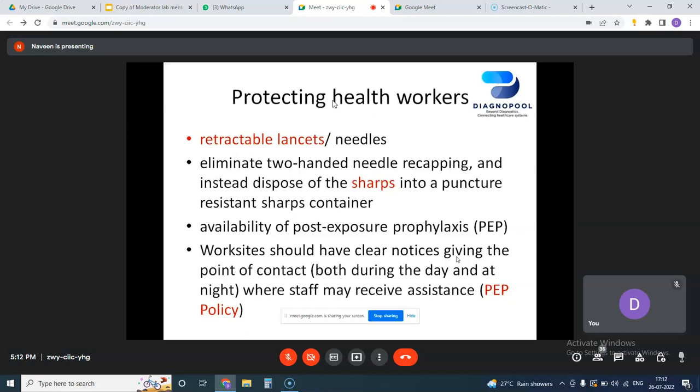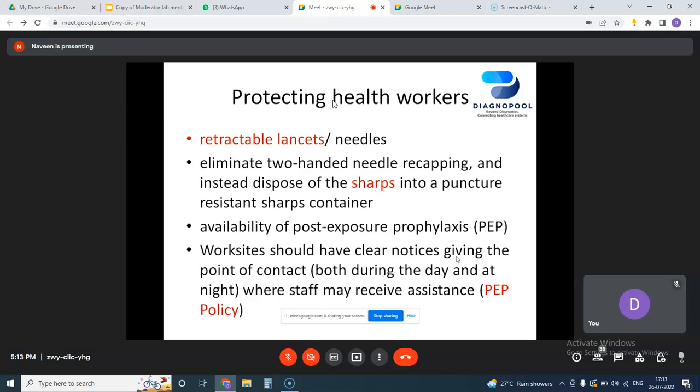And a few things that you should remember regarding protection of the health workers, that is the phlebotomists: use retractable lancets or needles whenever possible. And as I already told you, eliminate two-handed needle recapping. Instead, you have to recap the needles with one hand, that is, the one-hand scoop method. And instead of recapping, you can directly dispose of the needle with the syringe into the disposal container. Remember that.